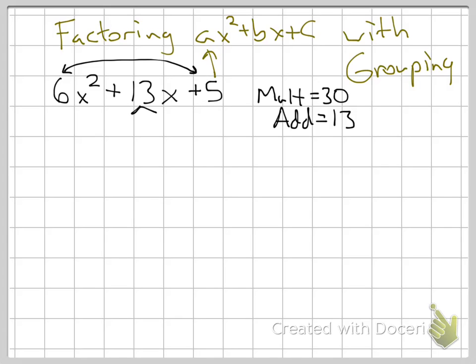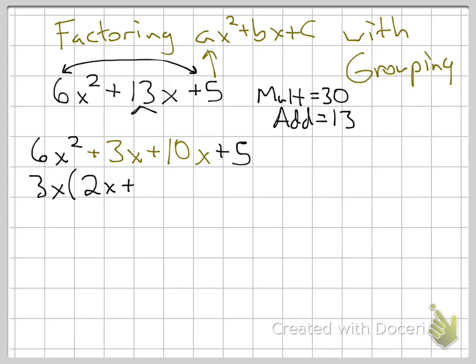Does it matter the order? No, it doesn't. You can do 10x, 3x. So I'm going to break 13x into 3x and 10x. It's still the same process. Multiply first and last, find your product, pick the middle term, that's the sum. But now we take that, break it apart. Suddenly it's 4 terms. Factor by grouping. See what happens. If I factor with the first 2, what do I take out? 3x. Okay, leaves me with a 2x plus 1.